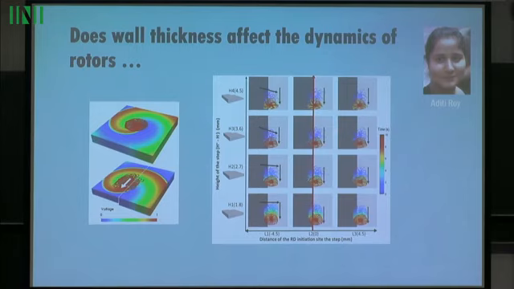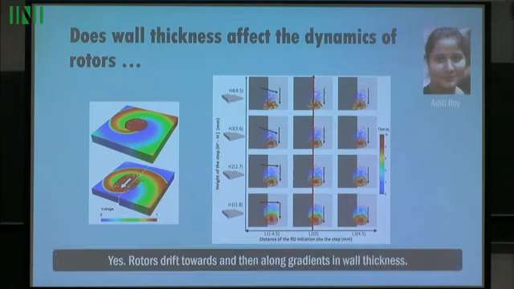So this provided some evidence that gradients in atrial wall thickness might be important for the electrical behavior that we see in the atria. But as this is a very simplified system, maybe this doesn't occur in the thicknesses that we see in the atria.